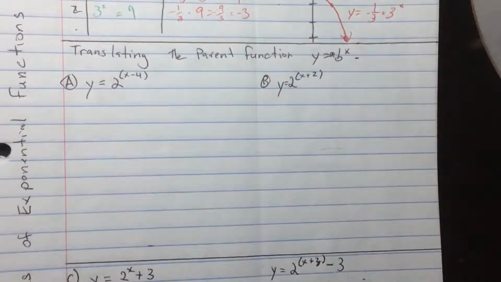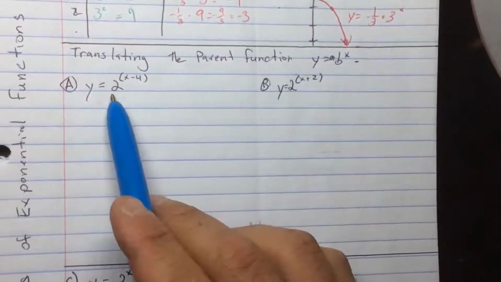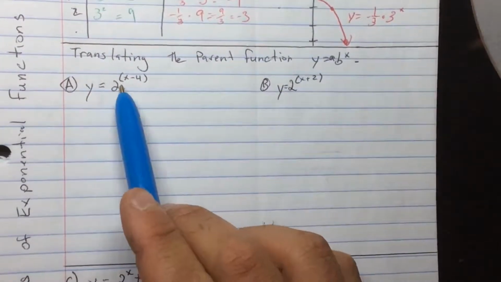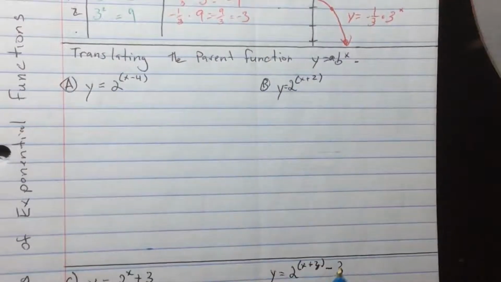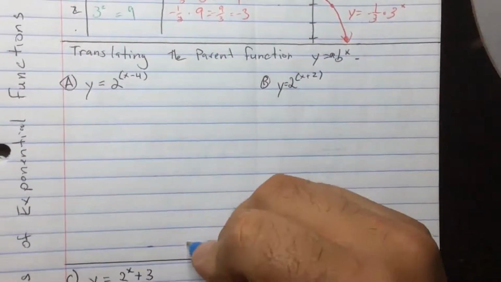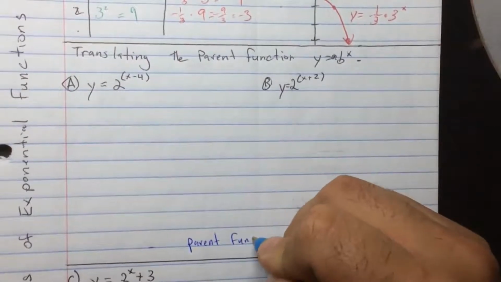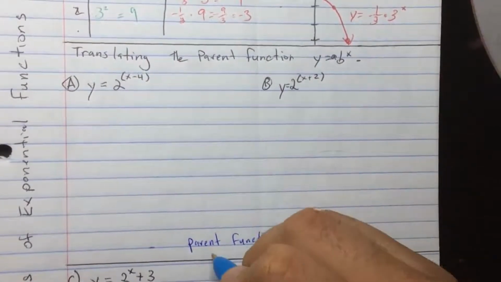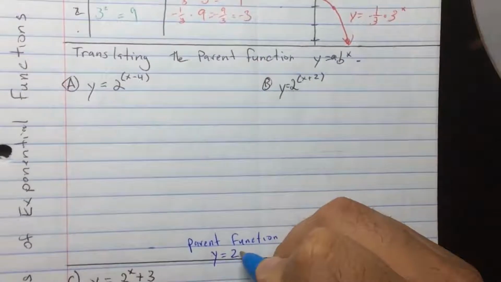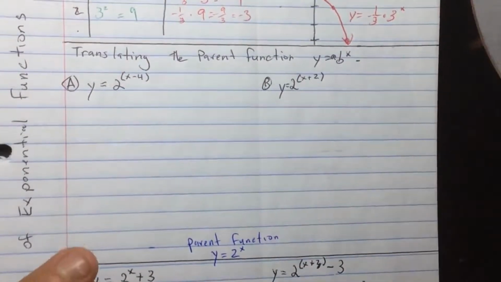This is part 2 of Foldable number 1. For this one, we're doing translating of the parent function. And the parent function we have for this one is just y equals 2 to the x. It's the same parent function for the next 4 problems. So I guess I could just write the parent function here on the bottom, enough to have it for everybody's. I made sure to keep it the same so it'd make it easier. So the parent function we need is y equals 2 to the x power.